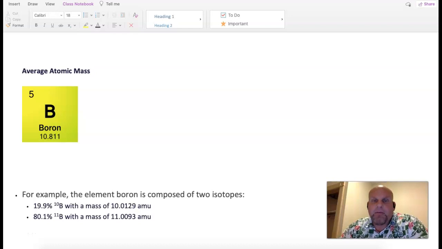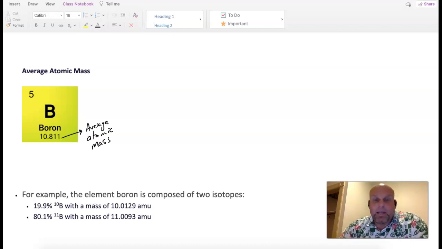So here we are back for our second video of Chapter 2, Section 3. Here we are just going to focus on average atomic mass. I mentioned earlier this value we find on the periodic table is the average atomic mass.